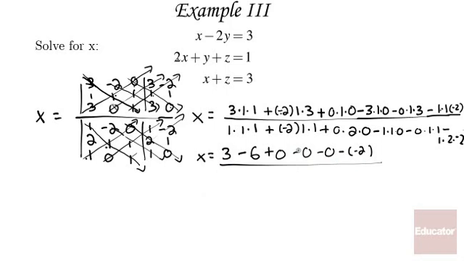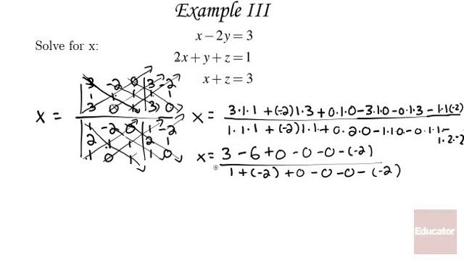Okay, in the denominator, 1's multiplied give me 1. Plus negative 2 times 1 times 1, that's negative 2. Plus, this is going to come out to 0. Minus 1 times 1 times 0. Minus 0 times 1 times 1, that's another 0. Minus 1 times 2 times negative 2.